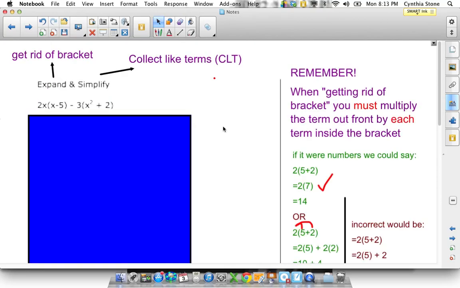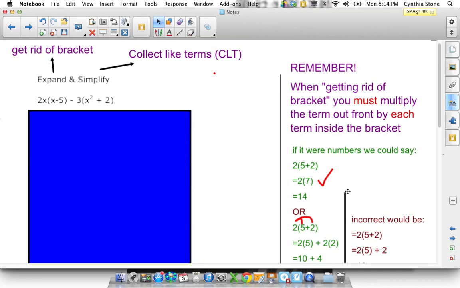This is a big example. There's a lot involved in it, and maybe 2 things I want to highlight first. One is to remind you, what does this mean? Expand means get rid of brackets. Simplify means collect like terms. So that's what we're going to do with this expression. I look at this as a math sentence. We're going to put it in proper grammar.